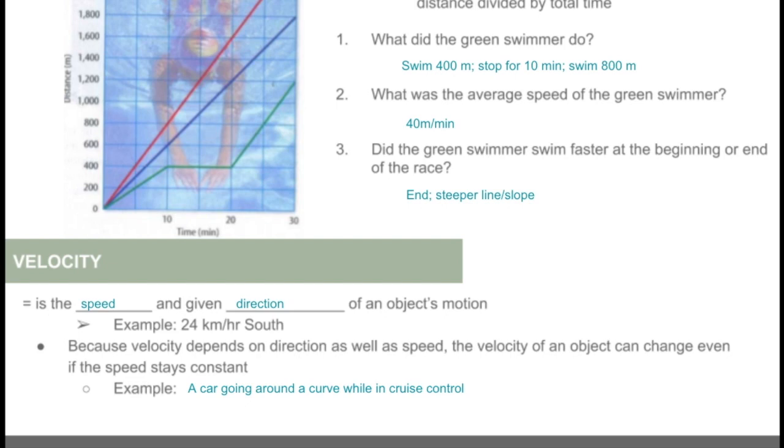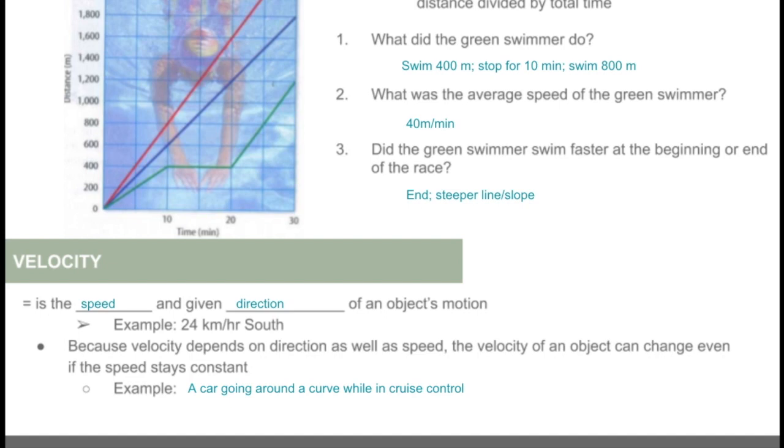For speed, we just have the speed of the object. For velocity, we're going to have the speed and the direction that the object is moving. So for example, if I was describing a car going 24 kilometers per hour south, that would be a velocity. If I just said 24 kilometers per hour, that would be a speed.